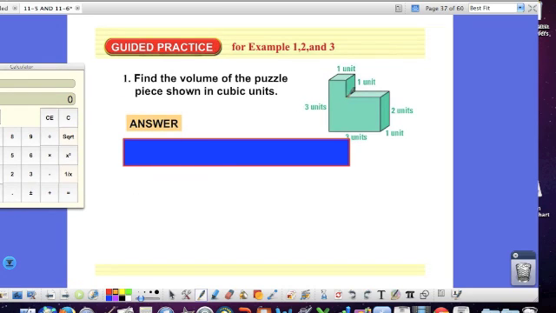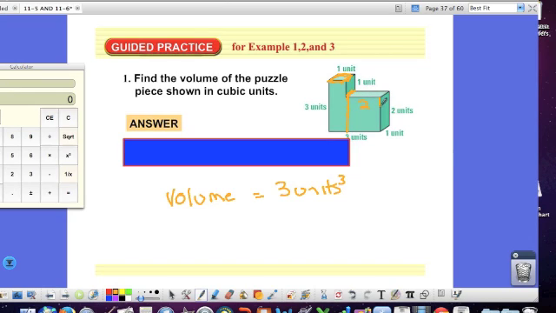Now we're getting into some guided practice. As I said before, I would expect you to be able to break this into 2 composite shapes. This is a rectangular prism, and this is a rectangular prism. This rectangular prism has a base of 1 squared unit, 1 times 1 times 3, so this part has a volume of 3 units cubed. If we broke this, this was 3 units, so now this is 2 units.